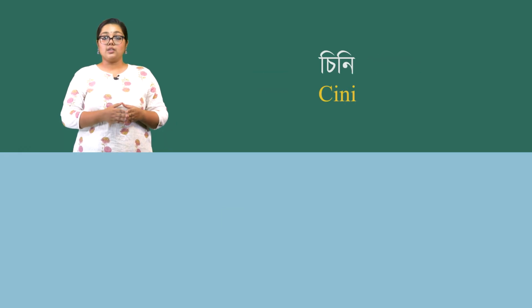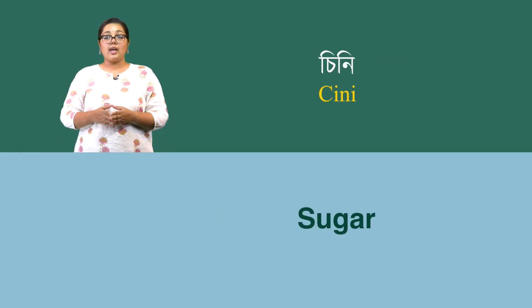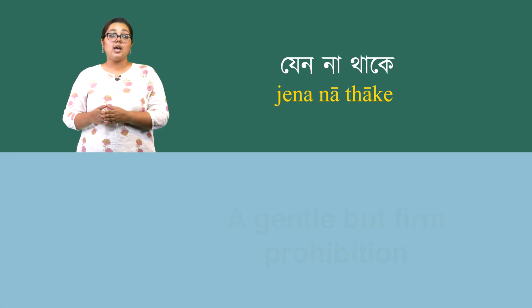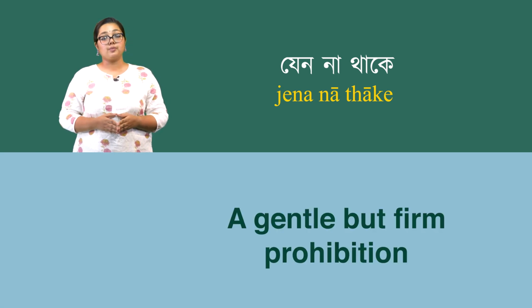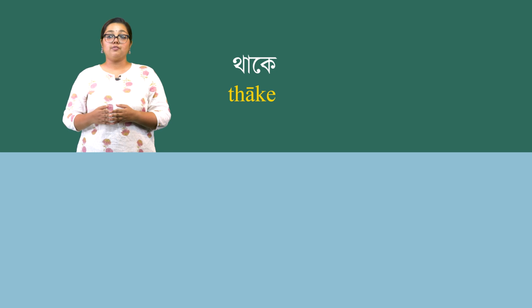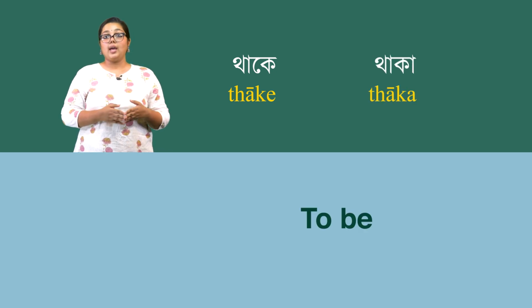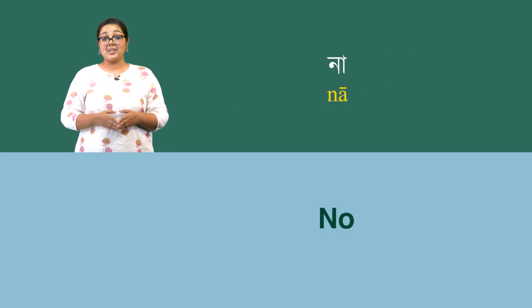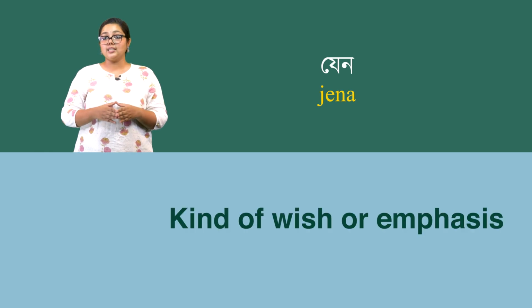She finishes with the specific instruction chini jeno na thake. Here chini means sugar and jeno na thake expresses a gentle but firm prohibition. Thake is the subjunctive form of thaka, to be, and na is the negation. Here jeno implies a kind of wish or emphasis. So the whole sentence means make sure there is no sugar.